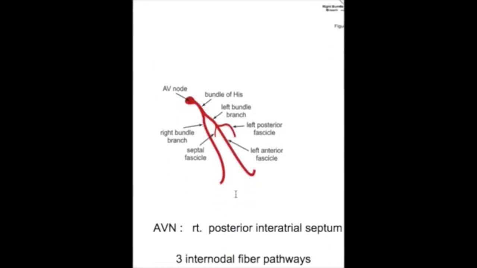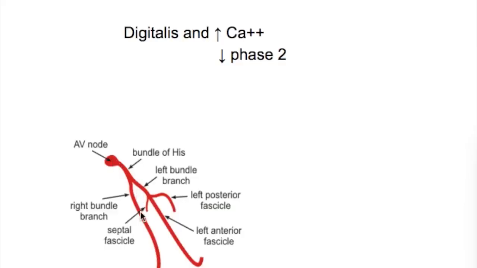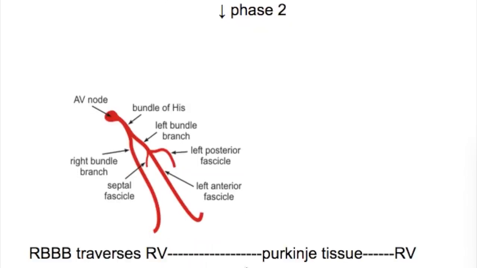Anterior and posterior fasciculus both arise from the left bundle. This is the left bundle. This is the right, the left posterior fasciculus and the anterior fasciculus arising from the left bundle. The right bundle branch traverses the right ventricle and then through the Purkinje tissue supplies the right ventricle. The left bundle branch traverses the left ventricular septum and then Purkinje tissue too supplies the left ventricle.